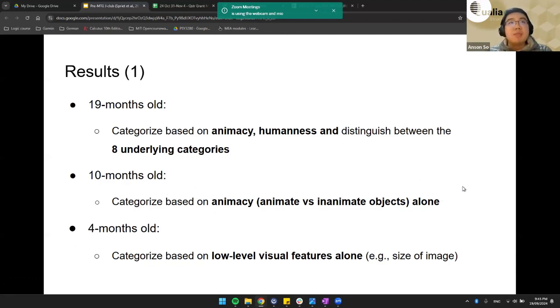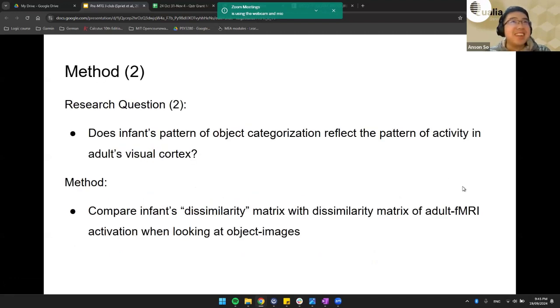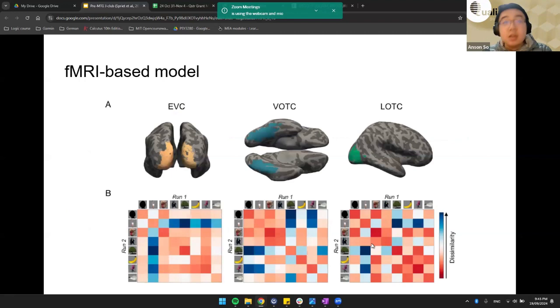The second part, which I find to be even more confusing than the first, is where they try to compare infants' pattern of object categorization to patterns of activity in the adult visual cortex. So in this case, what they've tried to do is to compare the dissimilarity matrix of the infants with the dissimilarity matrix of fMRI activation in a certain area when an adult is looking at some object images. They have looked at 3 areas in the fMRI. For these, you would call this a dissimilarity matrix.